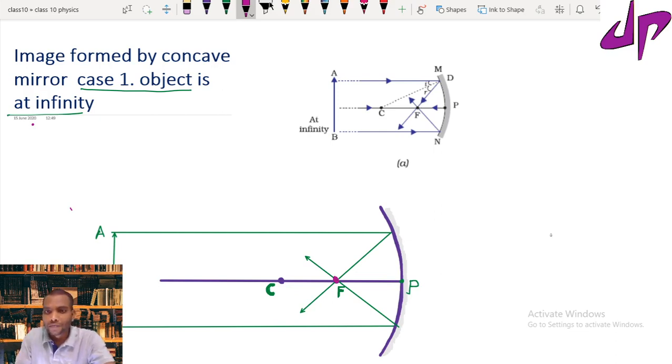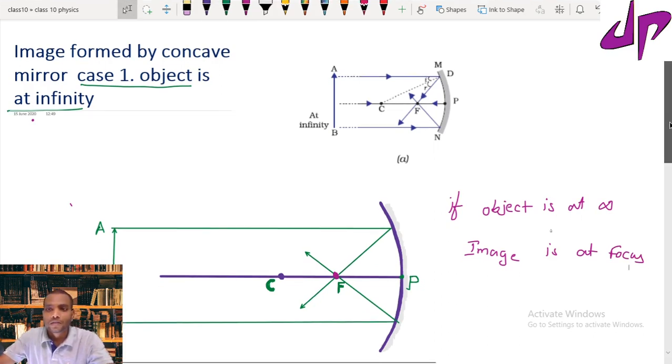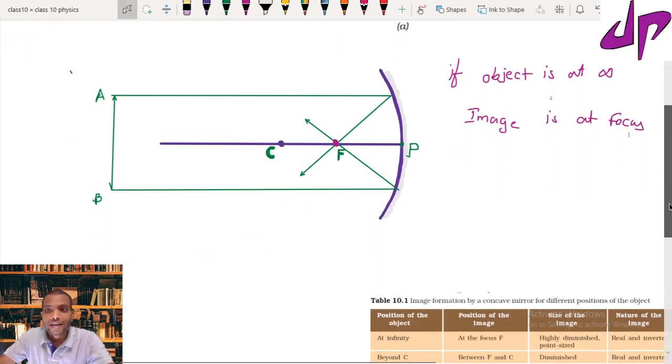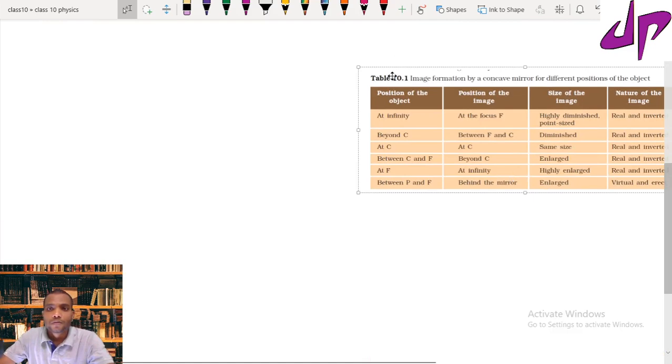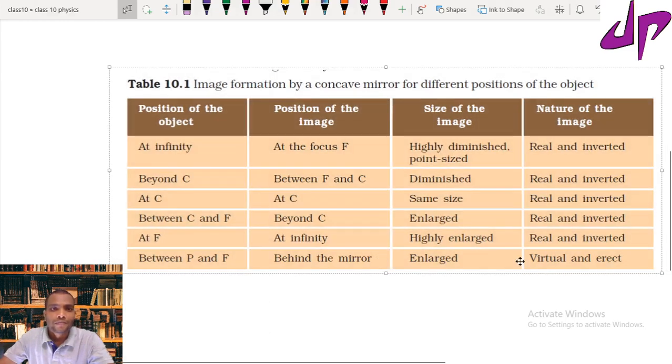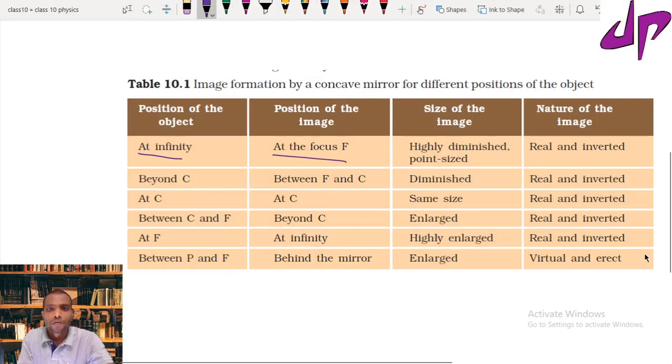If the object is at infinity, the image is at the focus. And we have to state the image characteristics, the type of the image, how the image looks. If the object is at infinity, see the first position, the image is at the focus, that's correct.